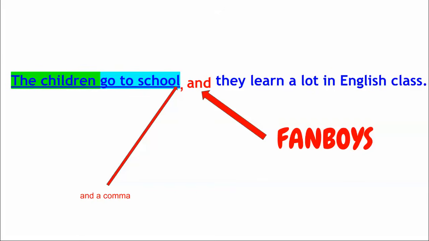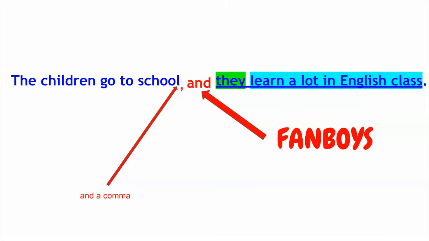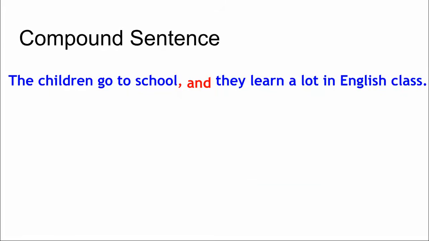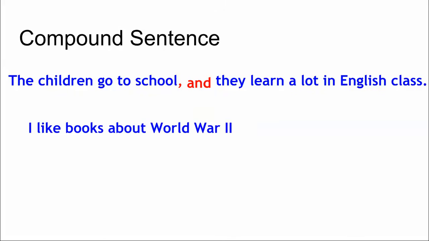On the left side, we see a complete sentence, an independent clause. It has a subject, the children. It has a predicate, go to school. On the right side, we have a complete thought. They is the subject, learn a lot in English class. They are connected by that fanboy and a comma. So the children go to school, and they learn a lot in English class is a compound sentence. All right, let's try the other one.